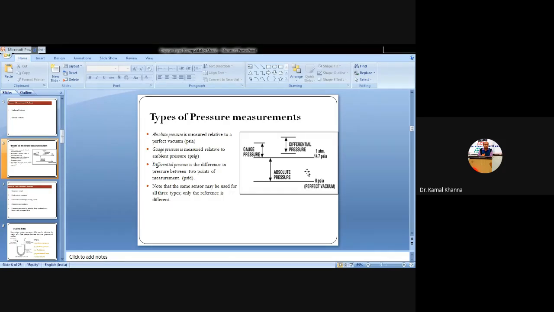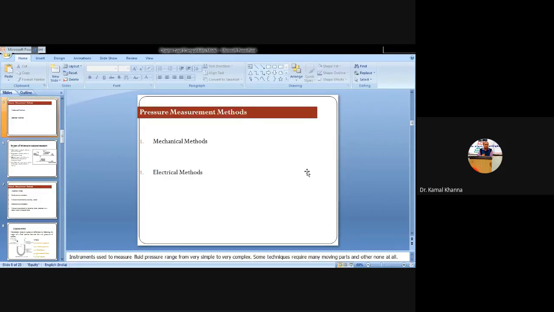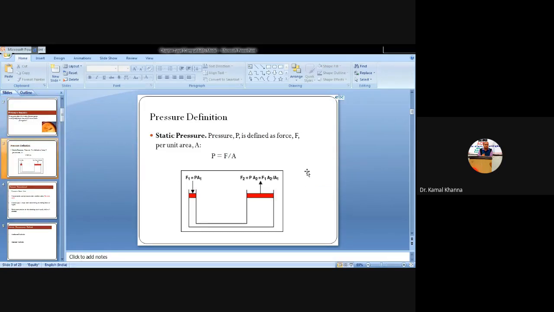So next we are having the measurement of pressures. I am again coming back to the definition. We have read the pressure and its measurement. I am again coming back to the pressure definition. So this is the static pressure. You can see the pressure P is defined as the thrust or the force per unit area.